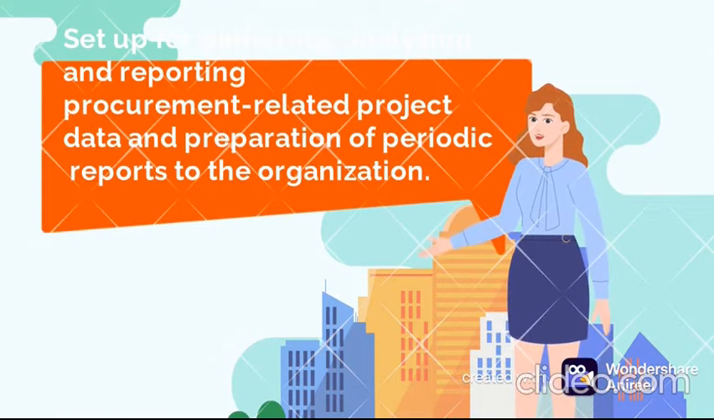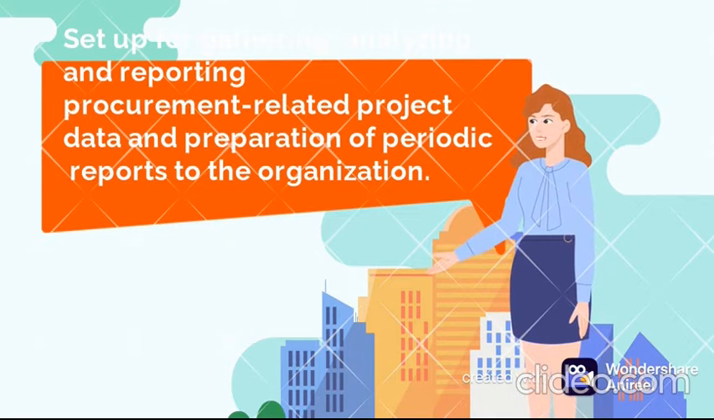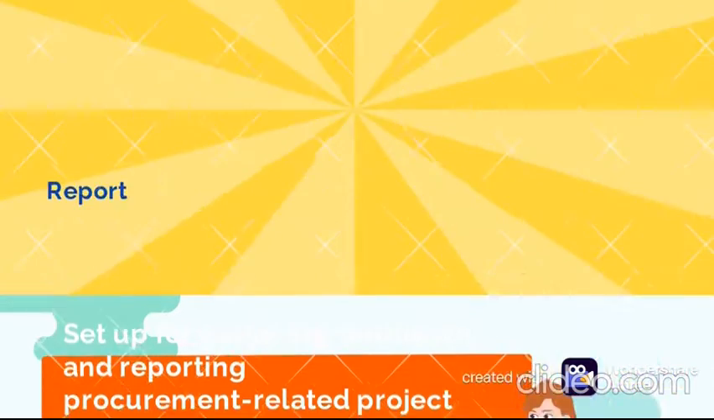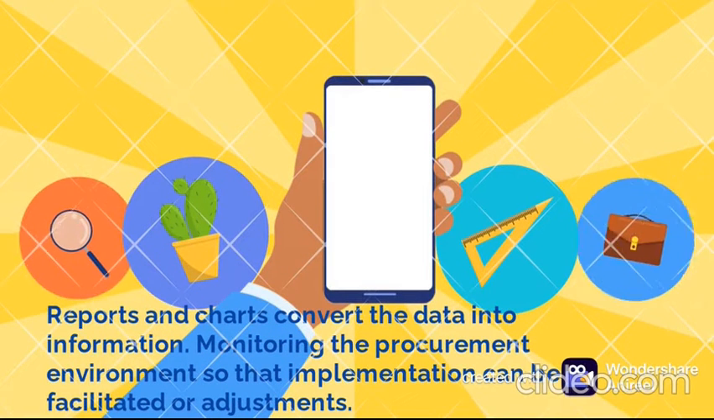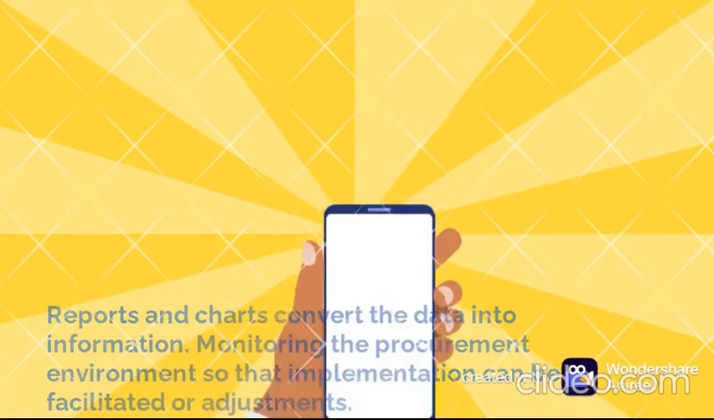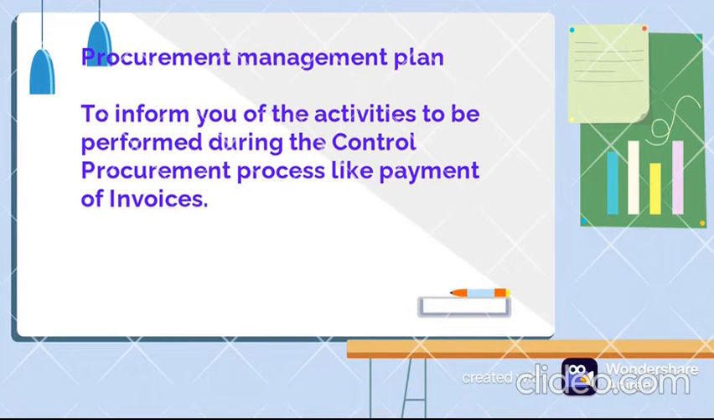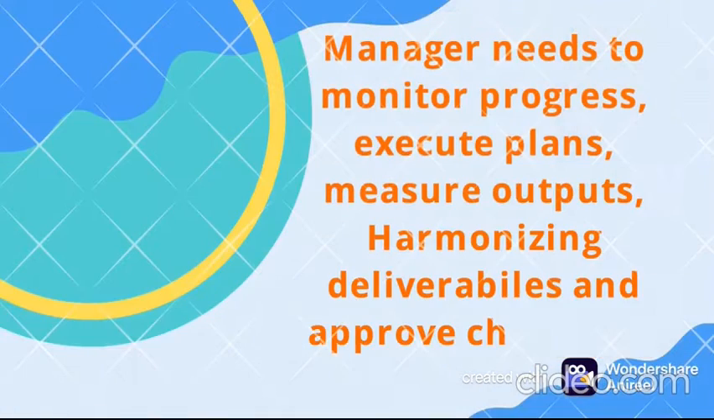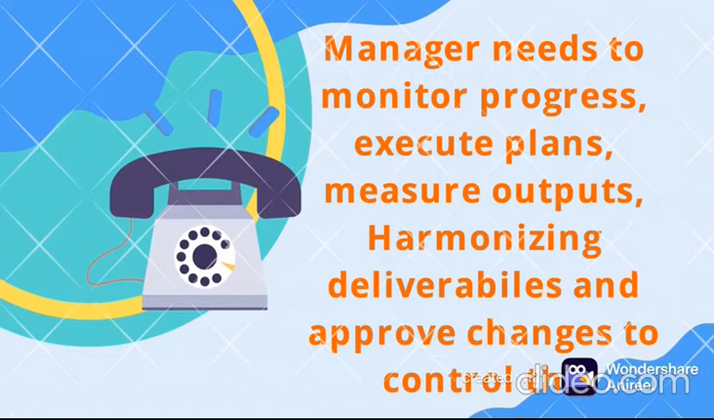Set up for gathering, analyzing, and reporting procurement-related project data and preparation of periodic reports to the organization. Reports and charts convert the data into information, monitoring the procurement environment so that implementation can be facilitated or adjustments made. The procurement management plan informs you of the activities to be performed during the control procurement process, like payment of invoices. The manager needs to monitor progress, execute plans, measure outputs, harmonize deliverables, and approve changes to control the procurement process.